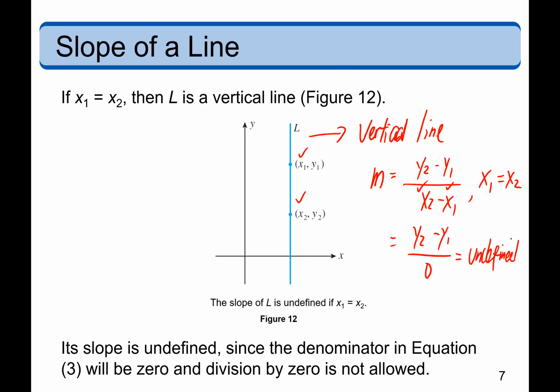We did something similar last week Friday in the Excel project about undefined, because it's division by 0. So the same thing applies here. That's why for all vertical lines, there's no slope. Slope is undefined. You can easily verify that using the slope formula. Try to memorize this slope formula, it's very important. Given any two ordered pairs, you can always use the slope formula to calculate the slope.